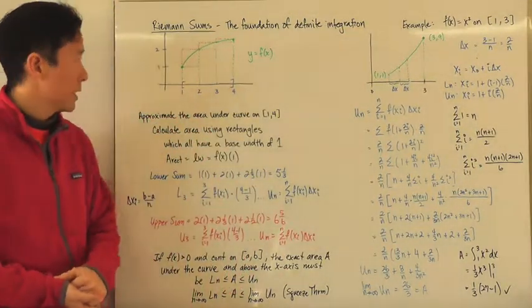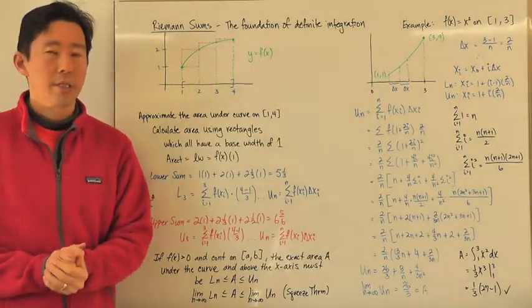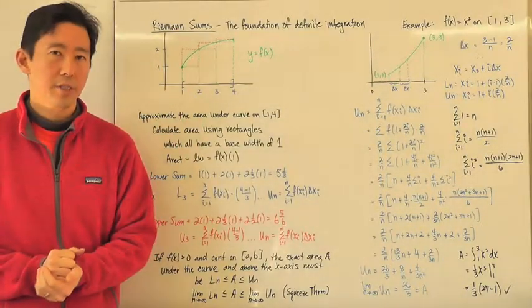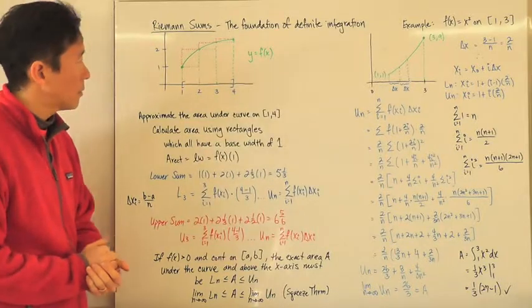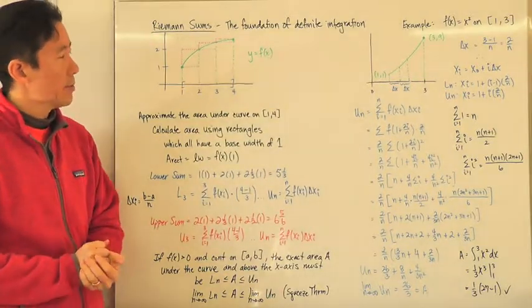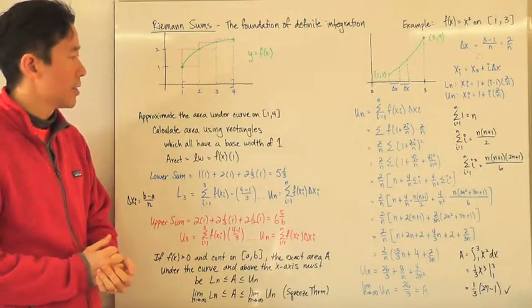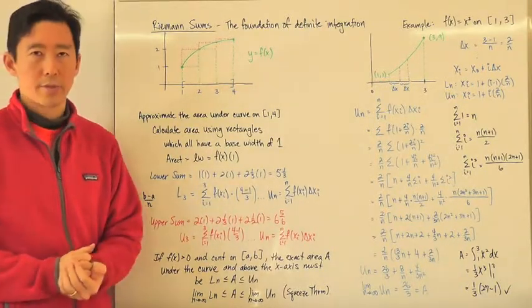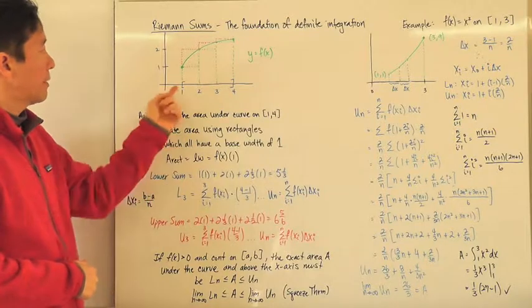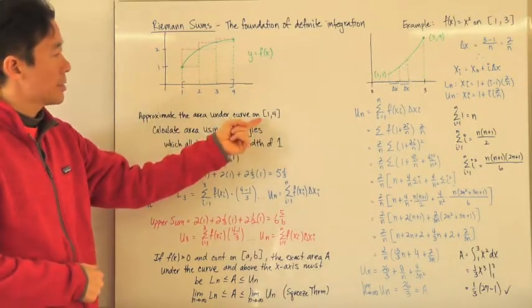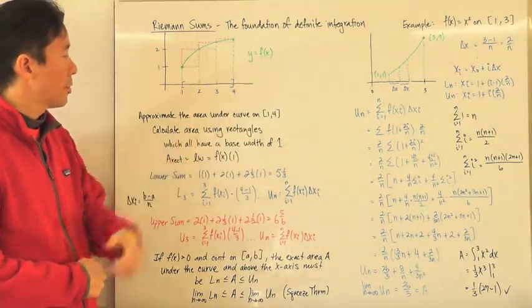Hello everyone, let's take a look at Riemann sums, which is the foundation of definite integration. In order to determine the area under a curve, we're going to approximate it first by using rectangles. What I have here is a curve on the closed interval from 1 to 4.